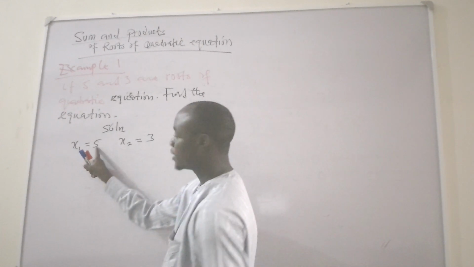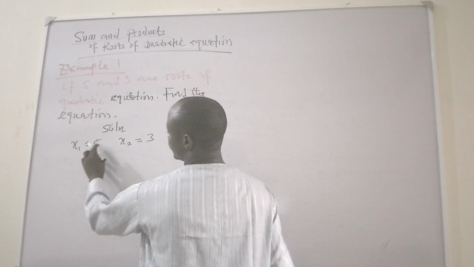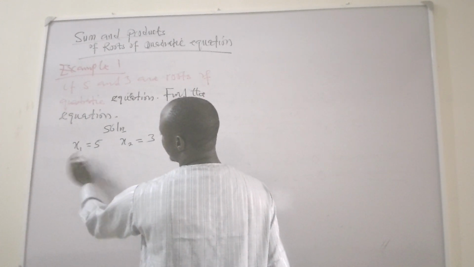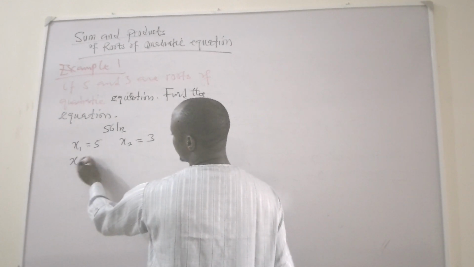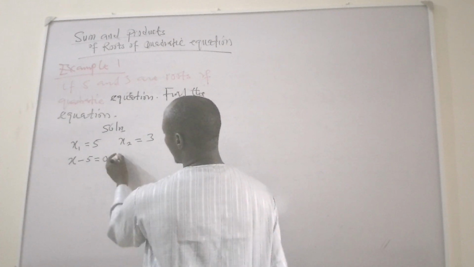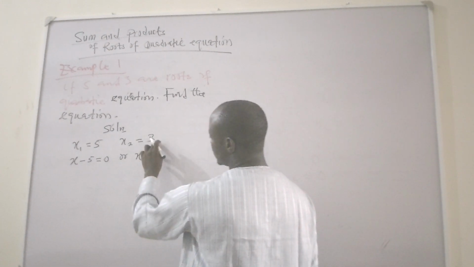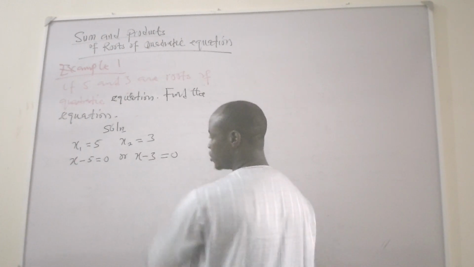So we are now going to take this 5 to the other side. We take this x to this. We now have this 5 to this side, so we have x minus 5 is equal to 0. Or then we take this x, this 3 will go to this side. So we have x minus 3 equals to 0.